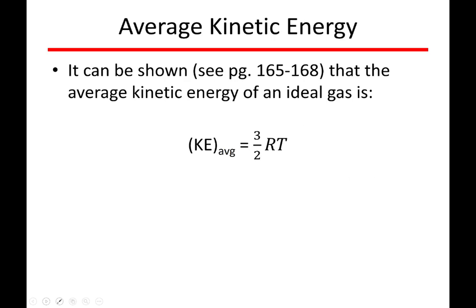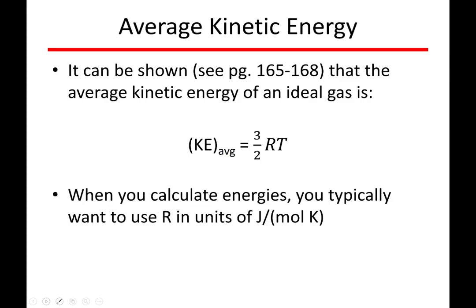We'll first talk about average kinetic energy. Now, the book goes through a derivation that shows where this equation comes from that allows you to calculate the average kinetic energy. And I'm not going to test you on the derivation for this, and so I'm not going to go through the whole proof here. But if you want to see it, I'll refer you to the textbook that goes through a step-by-step proof of the following equation that says the average kinetic energy of an ideal gas is equal to 3/2 times the gas constant R times the temperature.